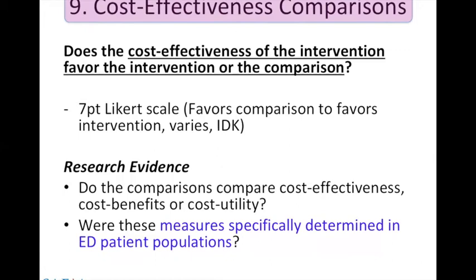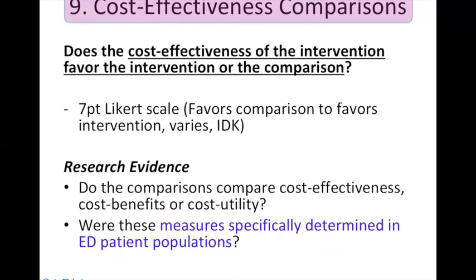Question number 9 is the cost effectiveness comparisons. So what's the cost effectiveness of the comparison or the intervention, and in favor of which direction? It's a 7-point Likert scale, favors the comparison versus favors the intervention, varies, or I don't know.